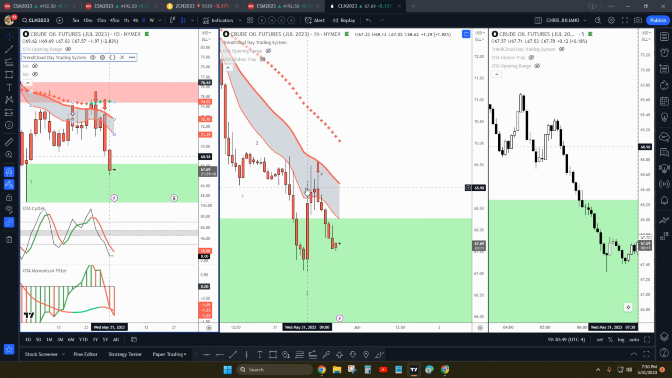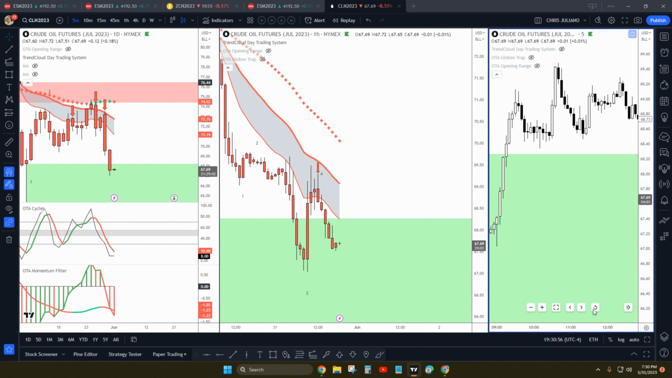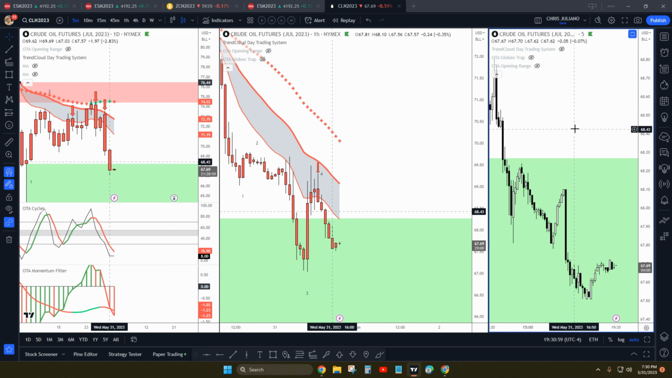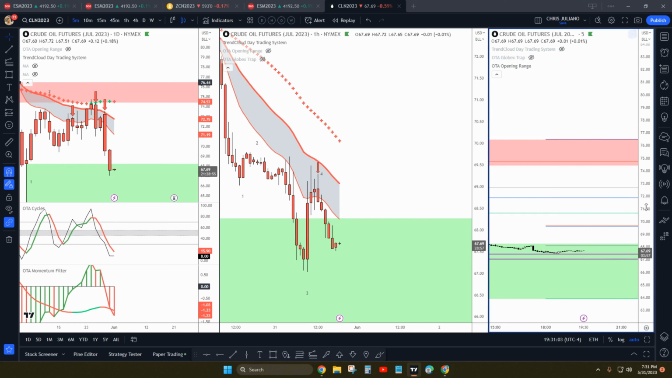Here's 10, 9 right here. So it went up a little bit further and then dropped. We're going to take a look at that. Let's go over to our 5-minute chart. We're going to use the 5-minute chart because that is what we use for the opening range.